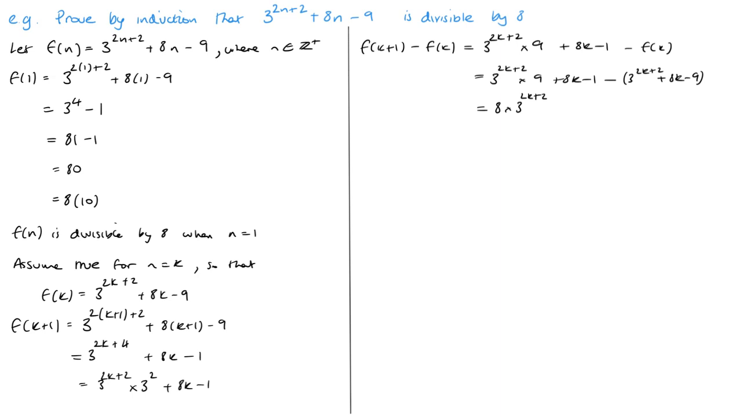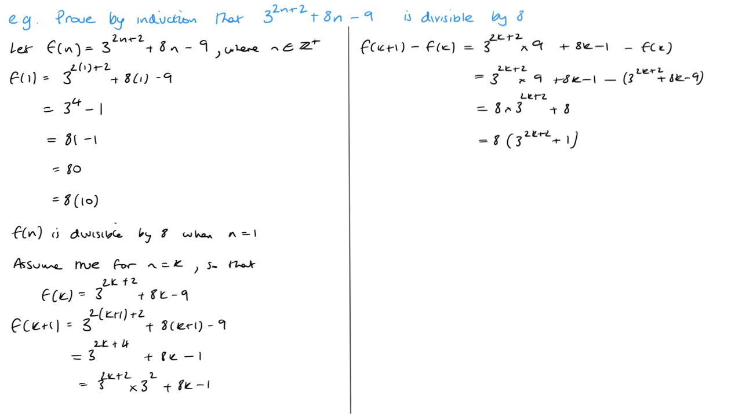8k minus 8k is 0. And minus 1 plus 9 is 8, isn't it? Oh, there we are. This is nice and easy. So we've got 8 lots of 3 to the 2k plus 2 plus 1. So this now is divisible by 8.